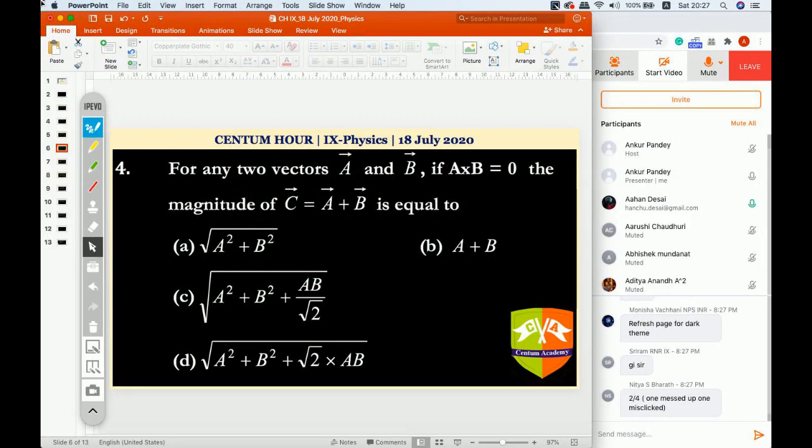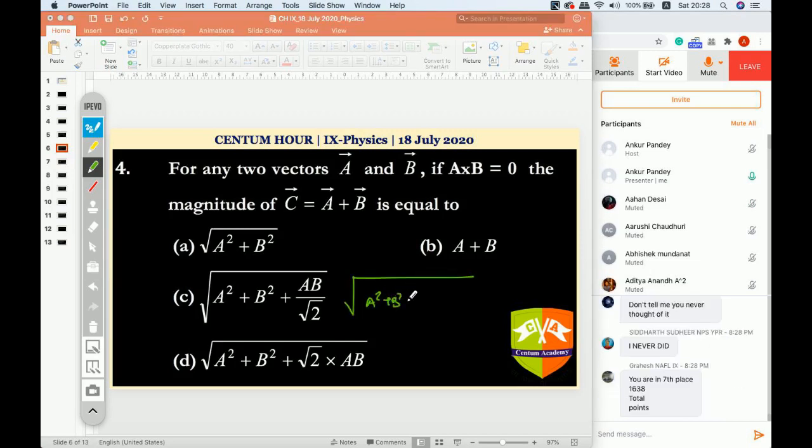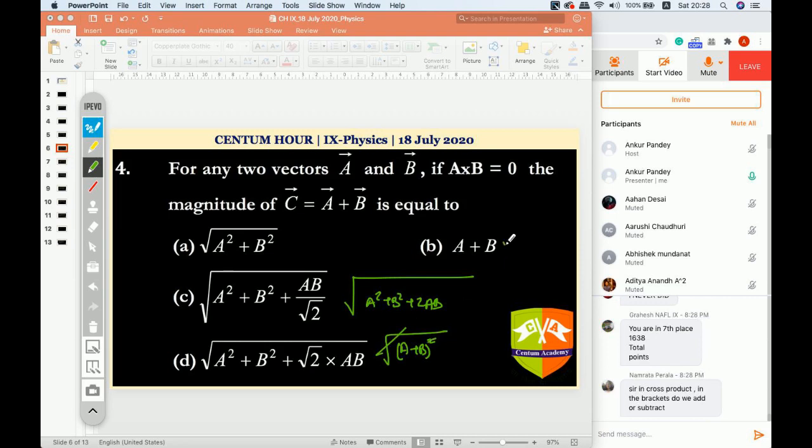So basically the 2ab cos theta will become 0, right? That would have become 0 provided theta was 90. Here, that will remain. Then only does a square plus b square plus 2ab become a plus b whole square, nullifying the square root. Got it? Oh, I understood, sir. Thank you.